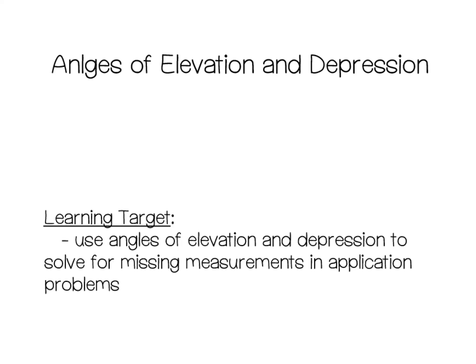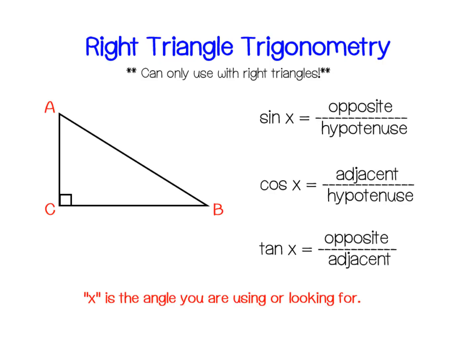In this lesson, we're going to talk about some application problems with sine, cosine, and tangent and right triangles. One thing that's not going to change here is that we have the right triangle trig ratios. We still have sine, cosine, and tangent. We still have right angles. We're just going to build on to that.